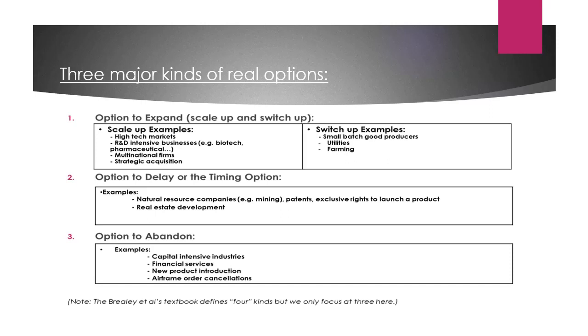Then when we talk about options to delay, or the timing options, our examples could be natural resources companies, for example mining, patents, exclusive rights to launch a product, real estate development. This option is about delaying investment until more information is acquired or a more favorable situation is revealed. So this is a type of wait and assess the situation.